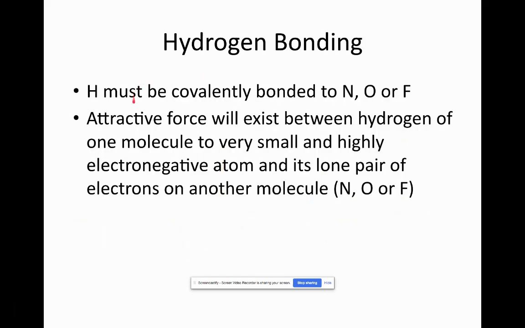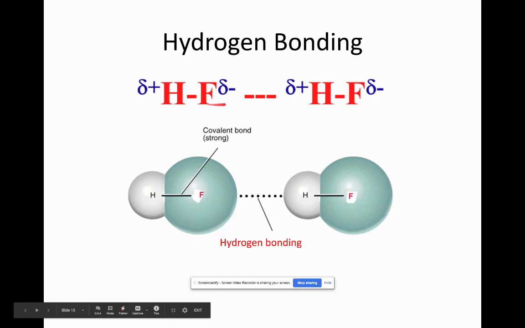Now, hydrogen bonding specifically occurs only in molecules which have hydrogen bonded to a nitrogen, an oxygen, or a fluorine. However, the bond between the hydrogen and the oxygen, nitrogen, or fluorine is not the hydrogen bond. This is what is required to have hydrogen bonding in the substance. What happens is the hydrogen of one of the molecules is attracted to the nitrogen, oxygen, or fluorine of the other molecule. So an image of that is here.